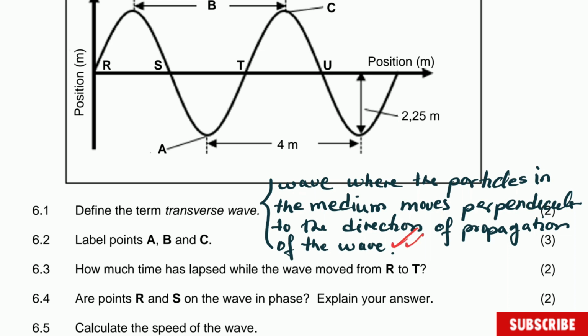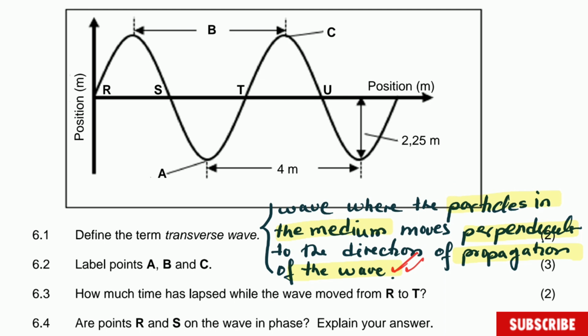There are 2 marks for that definition, guys, and it's really simple to say. The particles in the medium move perpendicular to the direction of propagation of the wave. That is 2 marks. Question 6.2, label points A, B, and C. Now, what is A here? A is a trough. Remember, all the points at the bottom are going to be called troughs.